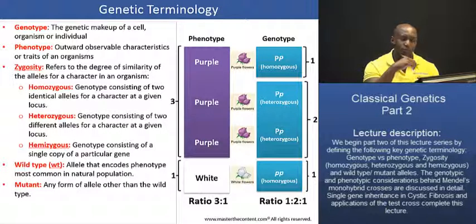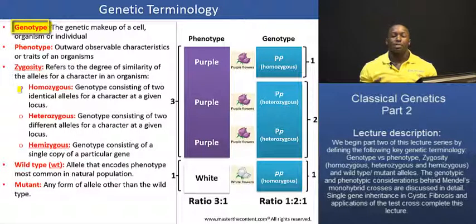I want us to define a few important genetic terminology. It's going to be important for us to know what some of these things are moving forward, because these are terms that I'm going to be using fairly frequently. So, genotype is what we're beginning with. The genotype basically refers to the genetic makeup of a cell. So it's the genetic makeup of a cell, an organism, or an individual.